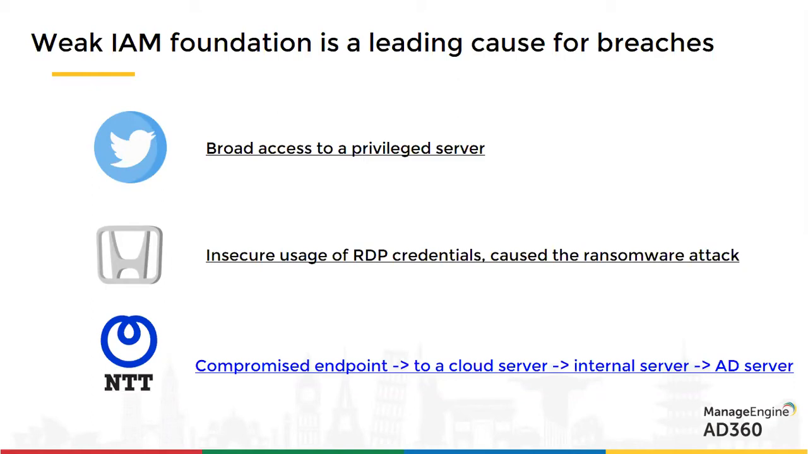My point here is all of these organizations like Twitter or Honda or NTT probably had strong IT security, probably had strong network perimeter security, right? But where they failed was in securing their internal users and the access they have. And that's how breaches happen, ladies and gentlemen, because an attacker compromises a user account and then tries to escalate privileges to a user that is higher up in the network hierarchy.